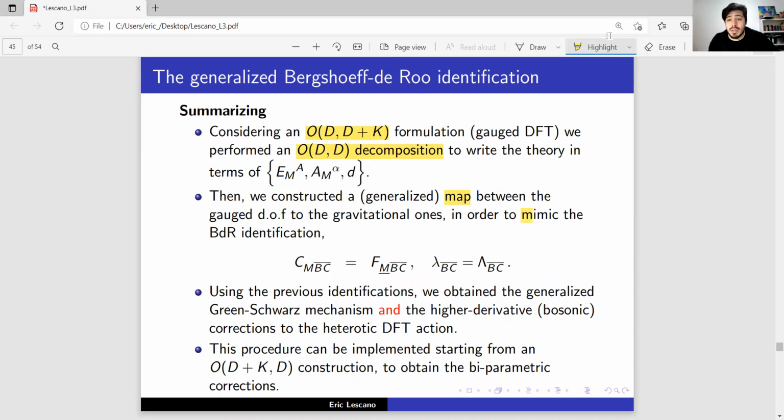And the idea is this, to have a gauge field with Lorentz indices and to identify this with the component of the fluxes, and the same for the parameters. And using these identifications, we obtain the generalized Green-Schwarz mechanism, and that's the important part, and we have a systematic procedure. So we have higher derivative bosonic corrections to the heterotic double field theory. And this procedure can be implemented starting from an OD plus K deconstruction to obtain the full biparametric corrections and to match with a version of the rule approach. So this is the idea.